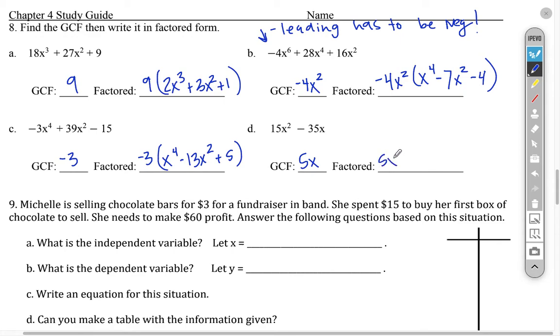5x. So 5x times what is going to give us 15x squared? 3x. And then 5x times what is going to give us negative 35x? And the answer is negative 7. And you can always double check your work on these by factoring it back out and making sure you get the answer, the problem that you started with, okay?